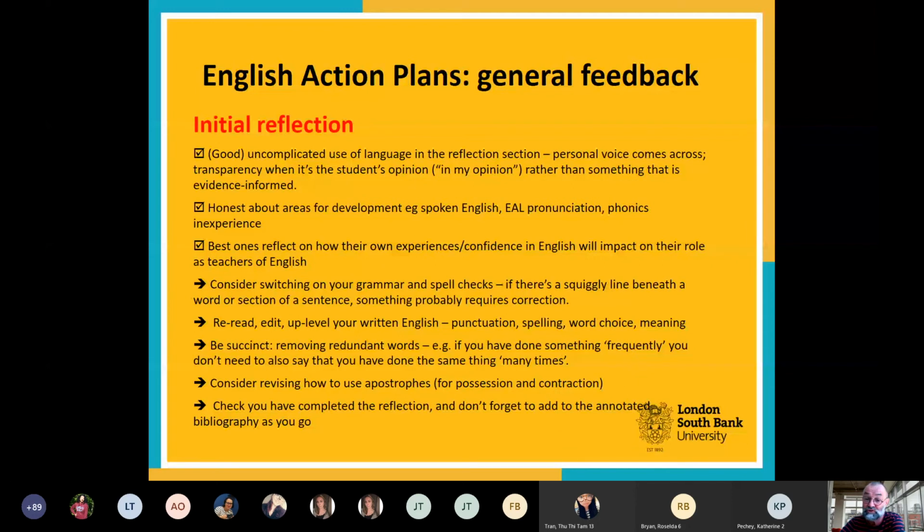Consider revising how to use apostrophes. This is a favourite thing for me. Apostrophes. You've got two reasons for using apostrophes. One is to do with possession. So Andrew's book is green. Andrew apostrophe S, book is green. So that's about possession, the book that belongs to Andrew.